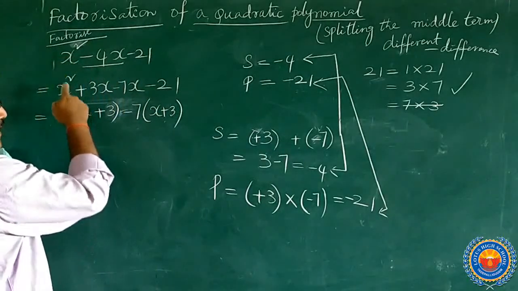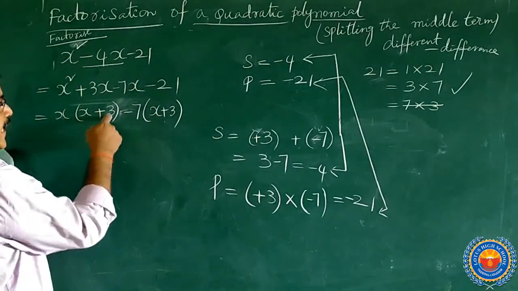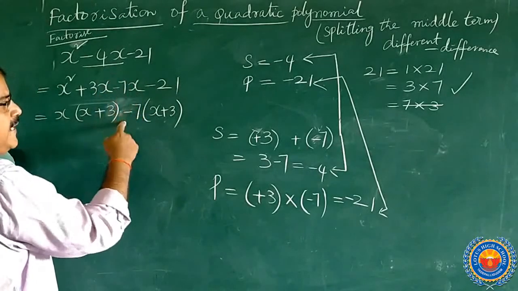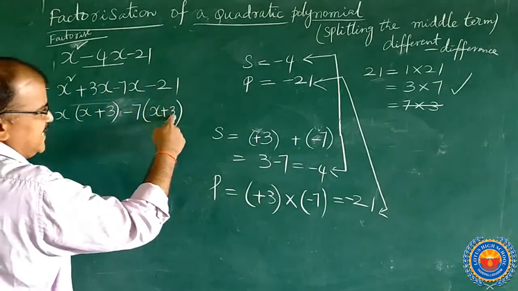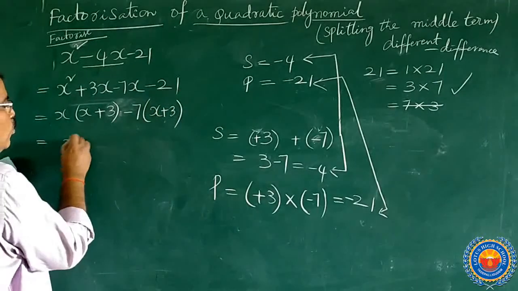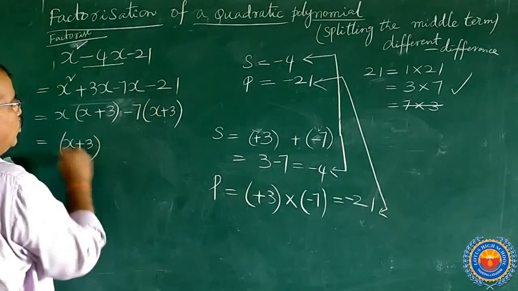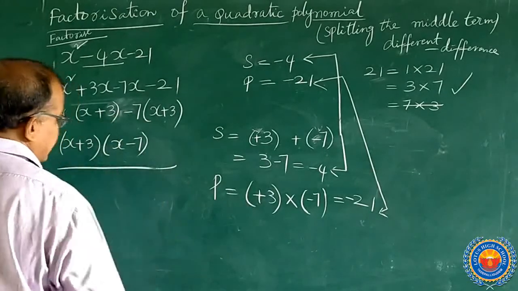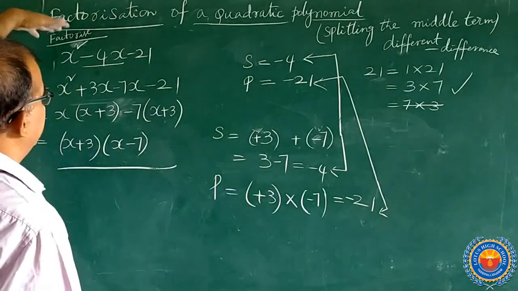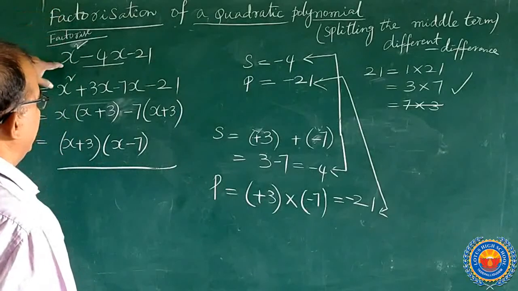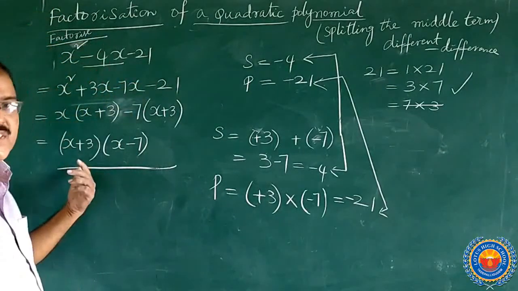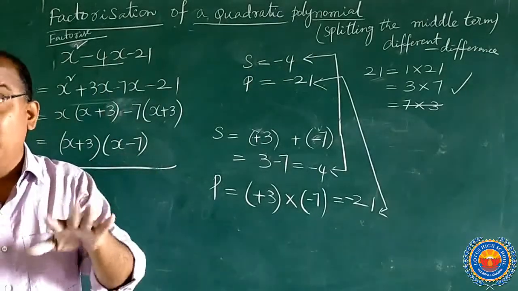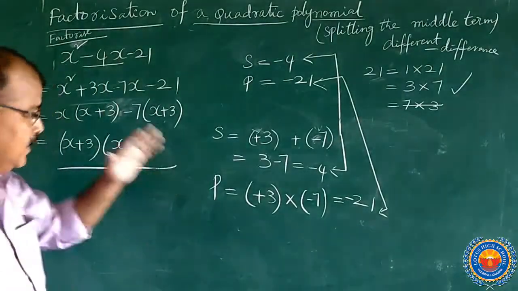So x into x square, x into 3x plus 3x, minus 7 into x minus 7x, minus 7 into plus 3 minus 21 is equal to x plus 3 into x minus 7. This is the factorization. Factorization of x square minus 4x minus 21 is equal to x plus 3 into x minus 7. If you have doubt whether this answer is correct or not, you need to go for normal checking.